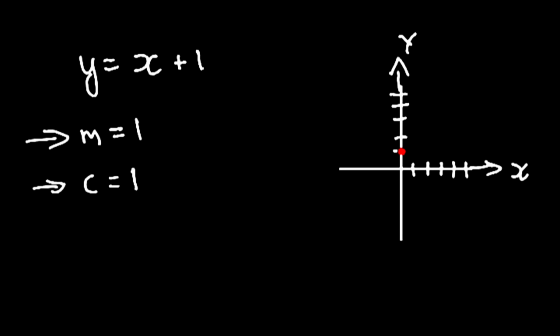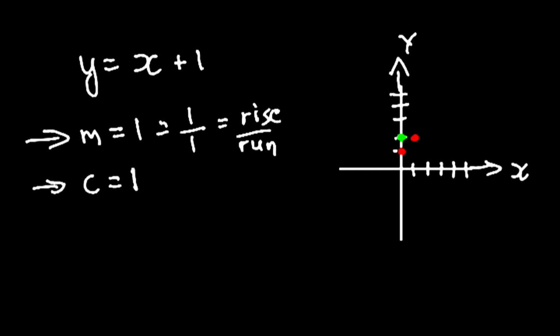we can now find the next point by using the gradient or the slope of the line. Now m is also equal to 1 over 1. So 1 is the rise and 1 is also the run. So the rise is how far up and the run is how far across. So we go 1 unit up, our rise, and 1 unit across. That's our run. So our next point's going to be here.